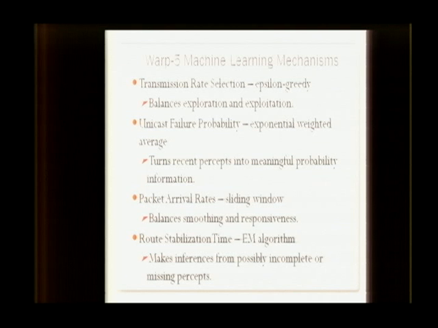Root stabilization time, using the expectation maximization algorithm, is making inferences from possibly incomplete or missing percepts. When roots change, not all the nodes see a change, but they are still making their best guess based on expectation maximization, again from past experience, to get a good idea of how long it takes for the root to change and stabilize in the network.